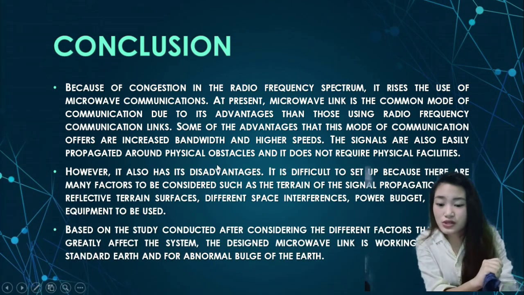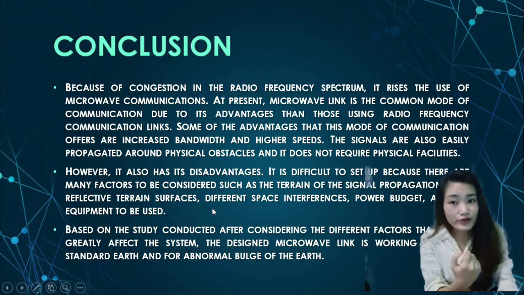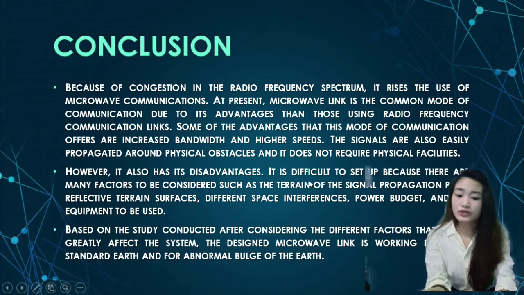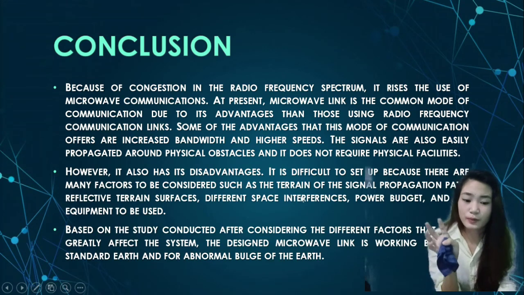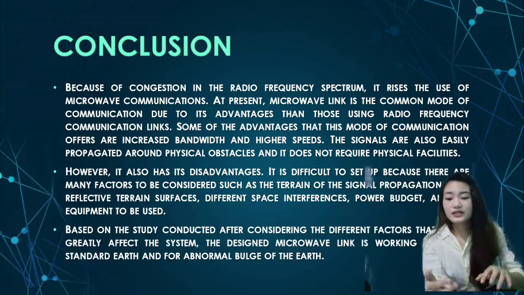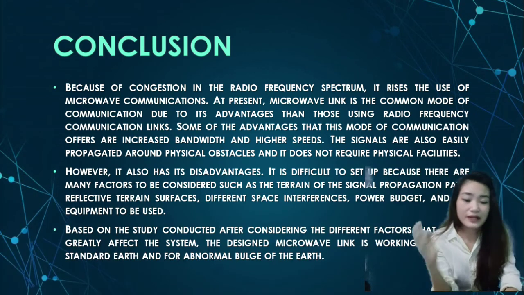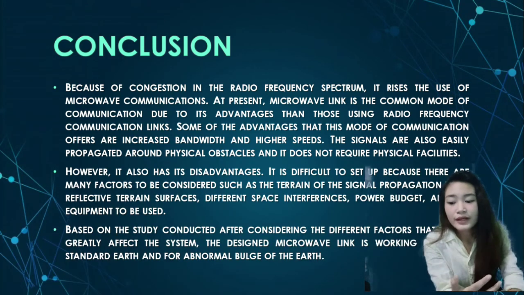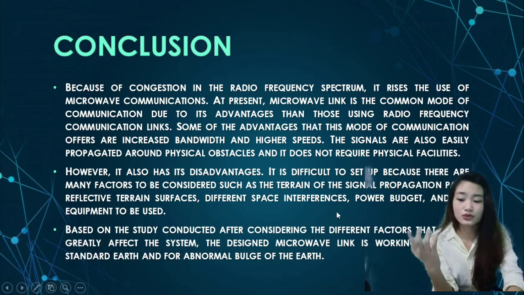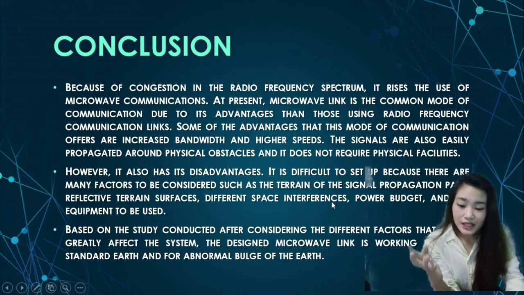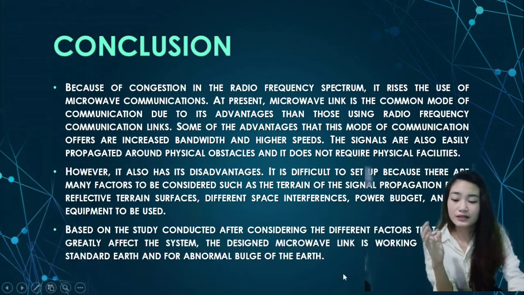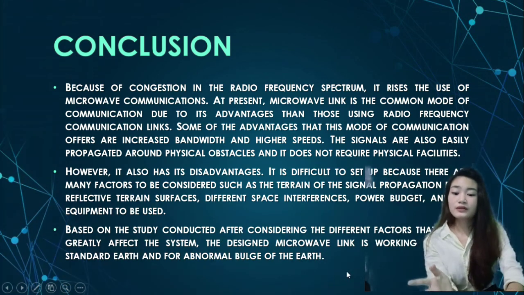However, it also has its disadvantages, of course. It is difficult to set up because there are many factors to be considered, such as the terrain of the signal propagation path, reflective terrain surfaces, the different space interferences, power budget, and the equipment to be used. Based on the study conducted, after considering the different factors that could greatly affect the system, the designed microwave link works both for standard Earth and for abnormal bulge of the Earth.